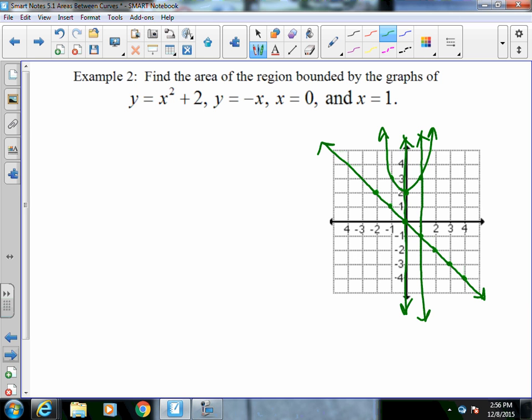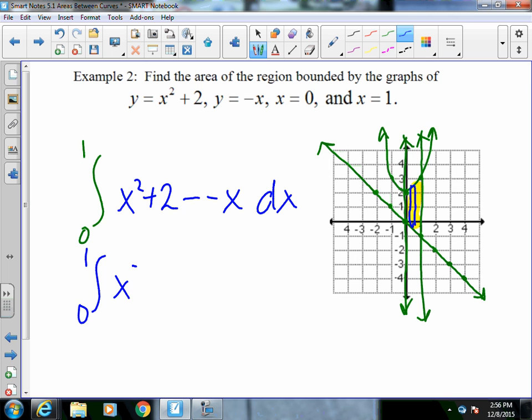So the area we are needing here is the area in this little chunk that looks kind of like a trapezoid, trapezoid-like, except it's curved at one end. So we know that our limits of integration are going to be from 0 to 1, because vertical rectangles will give us the same top and the same bottom. The top being x squared plus 2, the bottom being -x, so the top minus the bottom, which gives us the integral of x squared plus 2 plus x dx.